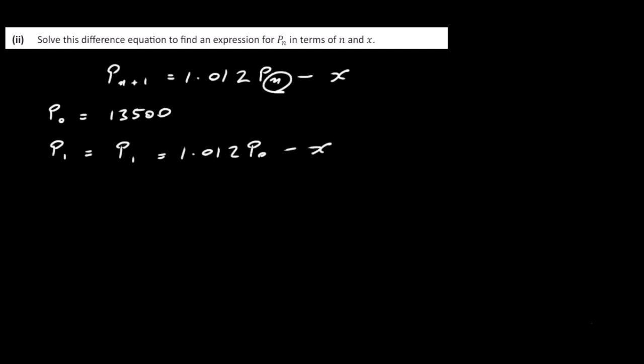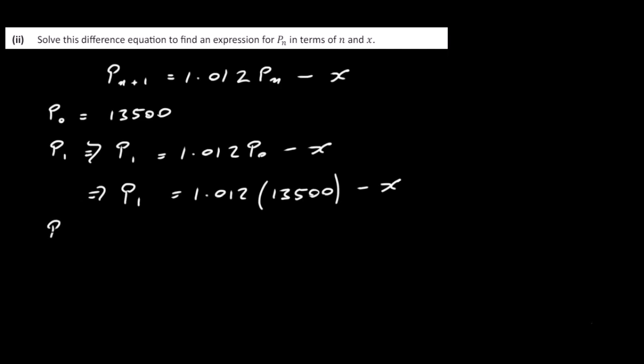Remember, you've got an n here, you've got an n+1 here, so this is going to be 1 less than this. So P1 is equal to 1.012 times P0, which is 13,500, minus x. Let's have a look at P2. P2 is going to be equal to 1.012 times P1 minus x.